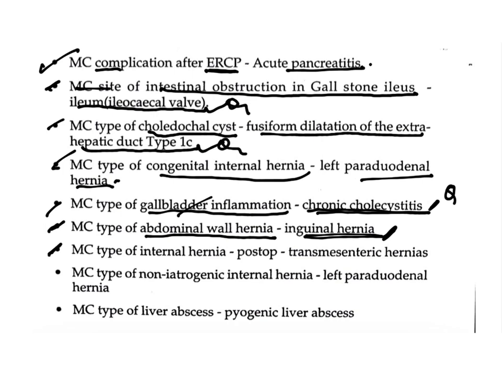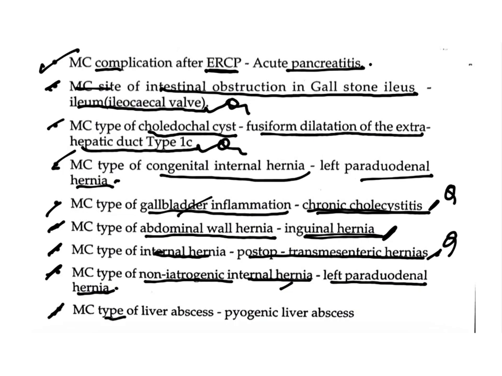Now the most common type of internal hernia is the post-op transmesenteric hernias. Now the most common type of non-iatrogenic internal hernia is the left paraduodenal hernia. And the most common type of liver abscess, the pyogenic liver abscess. This one is easier. So these are the very important most commons in surgery.